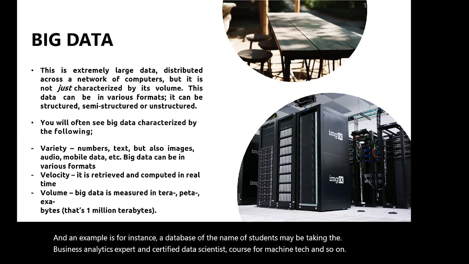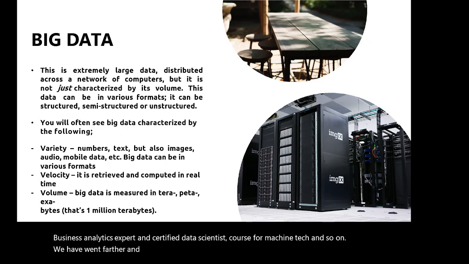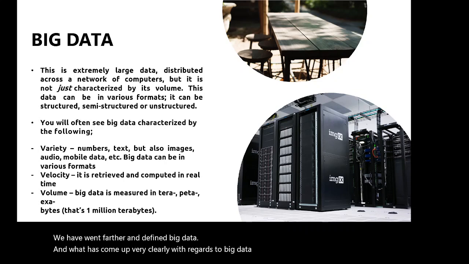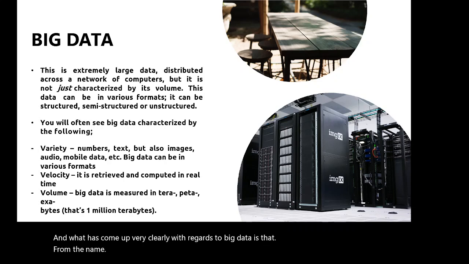We have gone further and defined big data, and what has come up very clearly with regards to big data, from the name, is that this data is voluminous. It is transmitted at a very high velocity. Also, it is of different nature, like the images that people post, the audio, and so on.